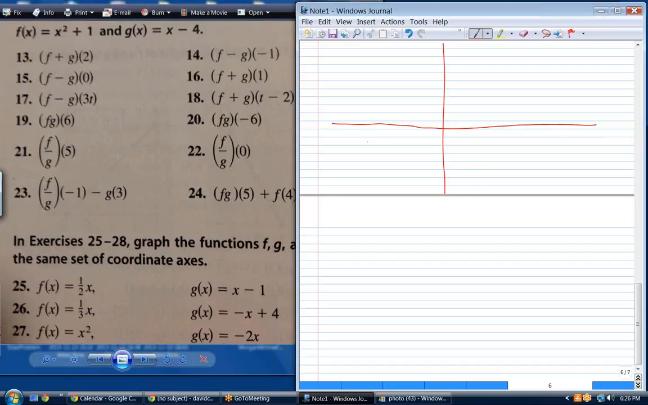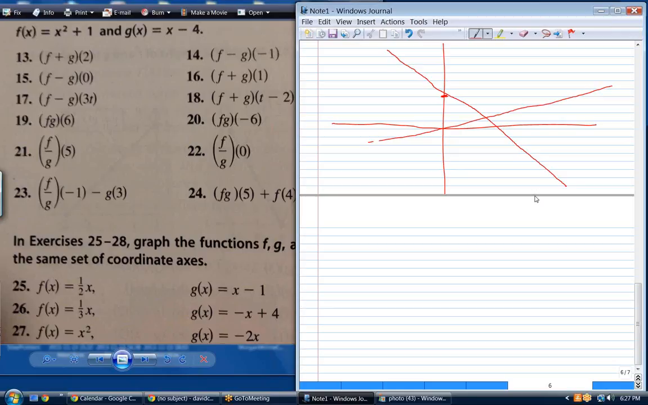1/3 x. It's got that kind of a slope. Flat. And minus x plus 4 goes through this point. Has a 45-degree slope like that. Now, there must be an easier way to graph these. In other words, can't I just add these two functions and graph the result?